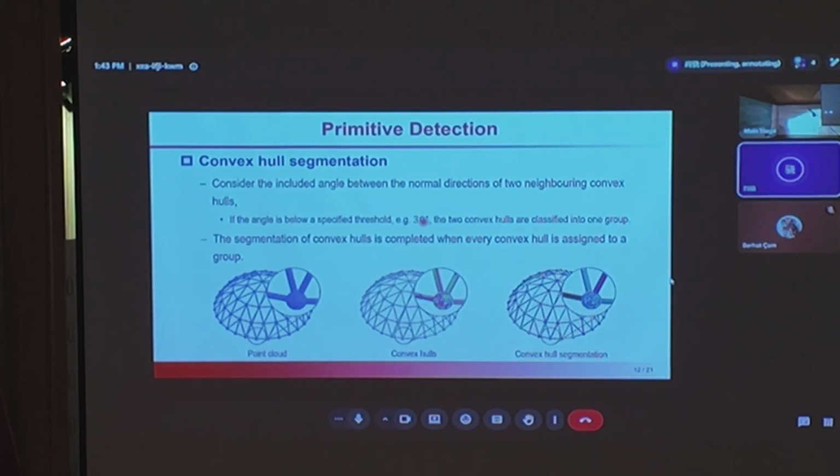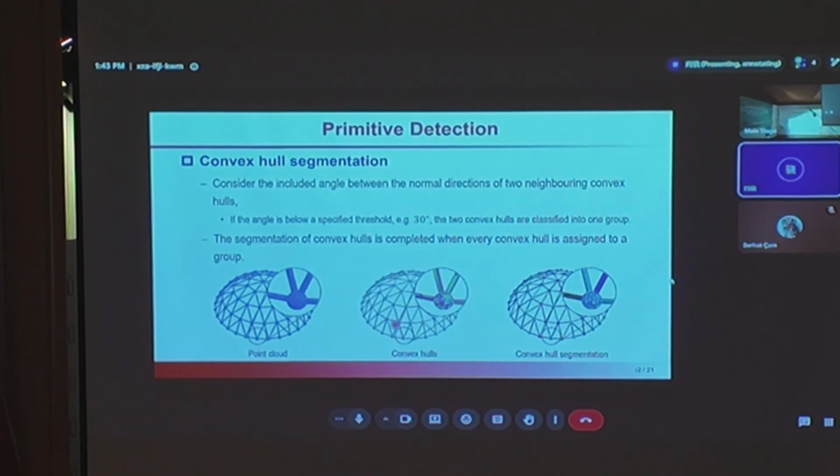Once we have the neighborhood relationships around the convex hulls, the segmentation of the convex hulls is based on the included angle between the normal directions of two neighboring convex hulls. If the angle is below a specified threshold, the two hulls are considered to be in one group. The segmentation is completed when every convex hull is assigned to a group.